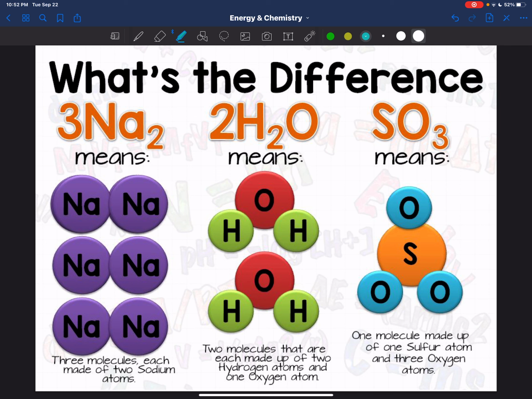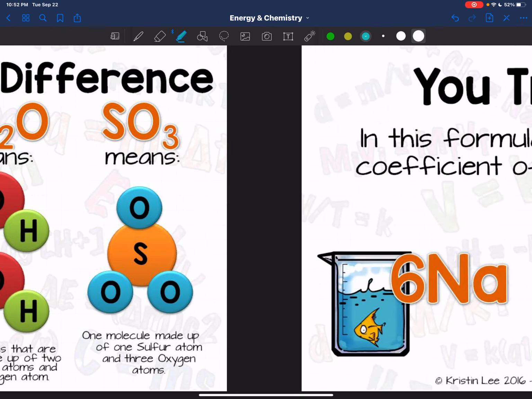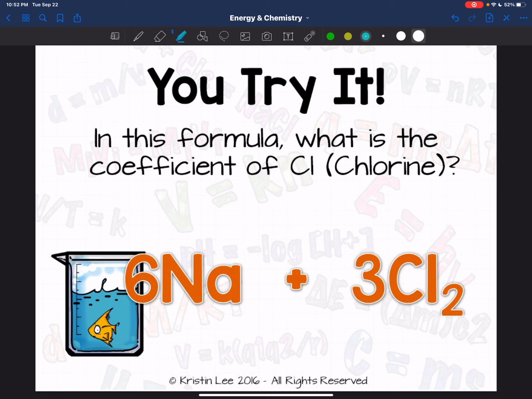Same thing here. Here we have 3 groups, 1, 2, 3, 3 groups of Na2, so the subscript's 2, which means that these are bonded. Same thing with water. You have 2 groups of water, and you have sulfur that has 3 oxygens, so this is just 1 molecule. It says in this formula, what is the coefficient of chlorine? Look at chlorine, and it would be 3.